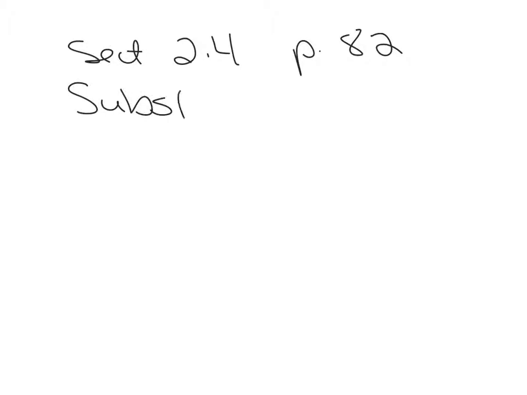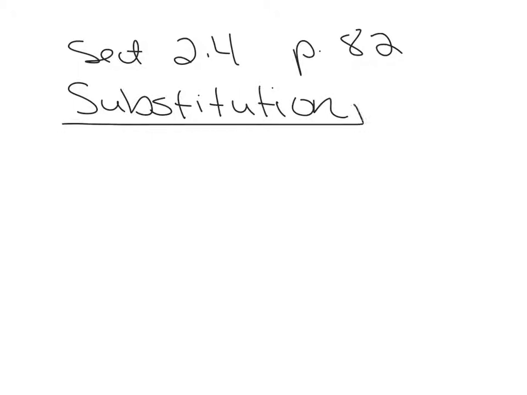All right, we're working on intermediate algebra, section 2.4. If you're following along in your book, that starts on page 82. All right, the topic is solving systems of equations using substitution. So this is the third method we're going to learn for solving a system of equations, substitution.